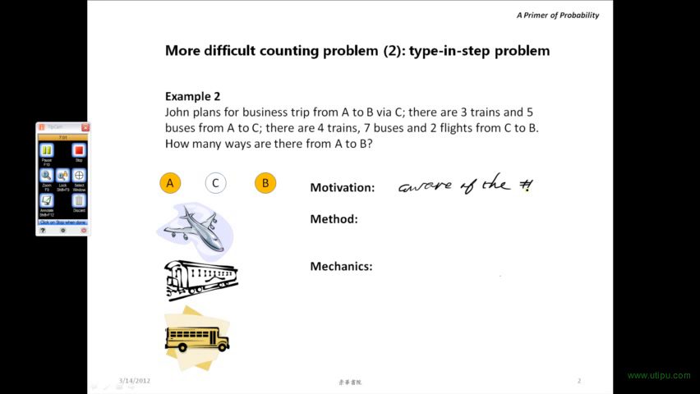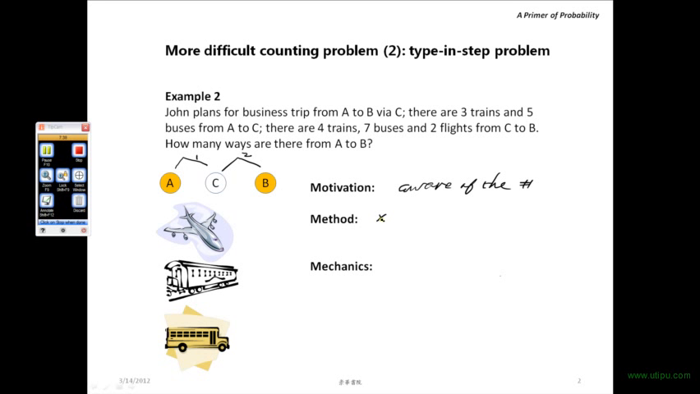Since he is aware that he needs 2 steps to go to B, so this is a step problem, this is 1, this is 2, which is from A to C first and C to B second. The method should be based on the multiplication rule, as we learned before.